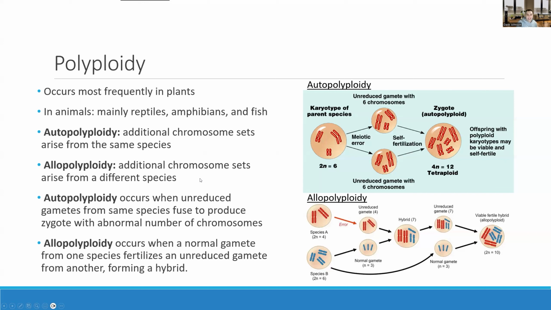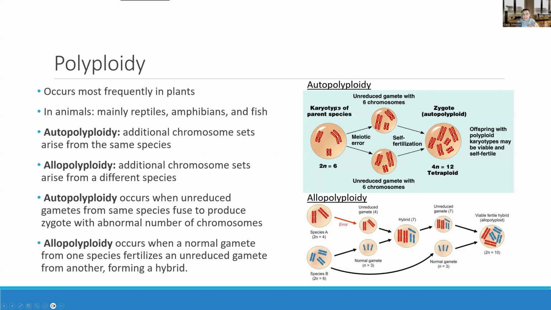What's interesting is that through either of these mechanisms, the resulting offspring essentially becomes a species of one, because in either case, you are going to have offspring or progeny that have a different chromosome number than their parents, even if it's their parents' fault. So in autopolyploidy, what happens is there is an error during gamete formation where you end up with a meiotic error where you get unreduced gametes.